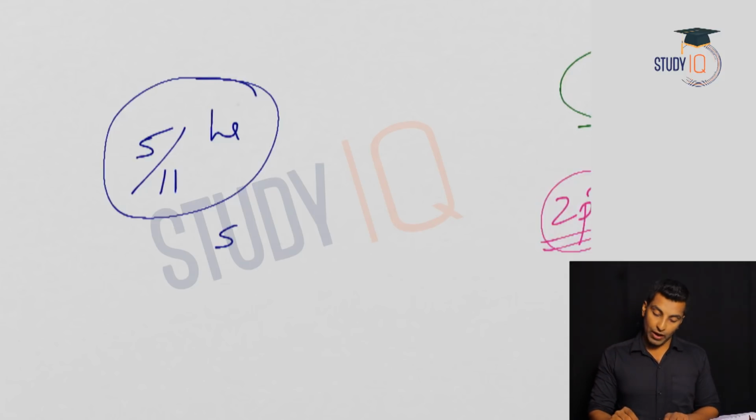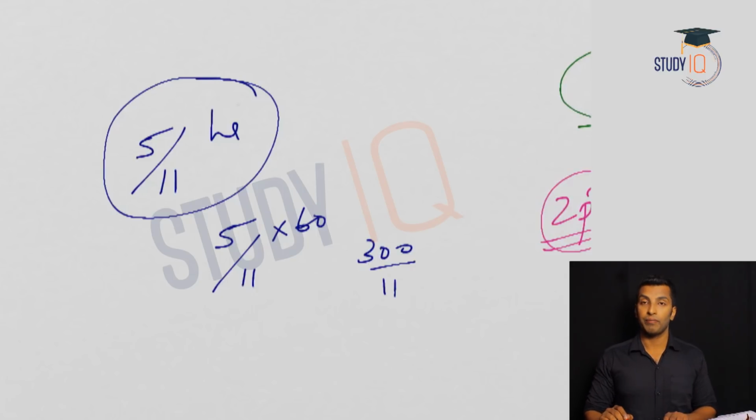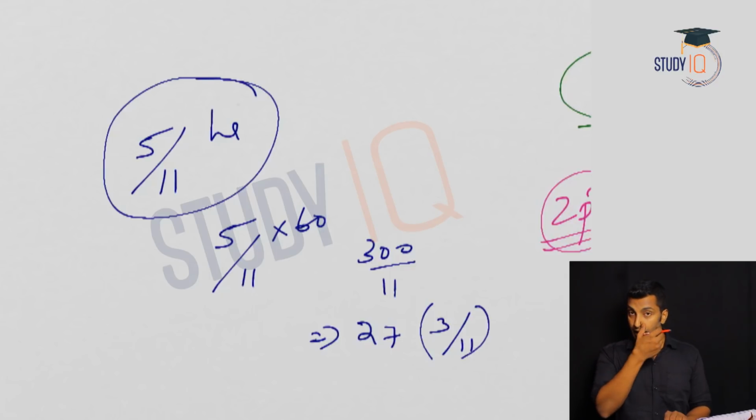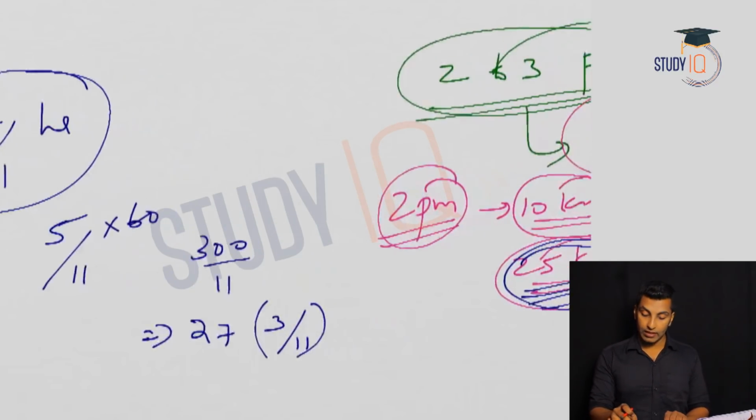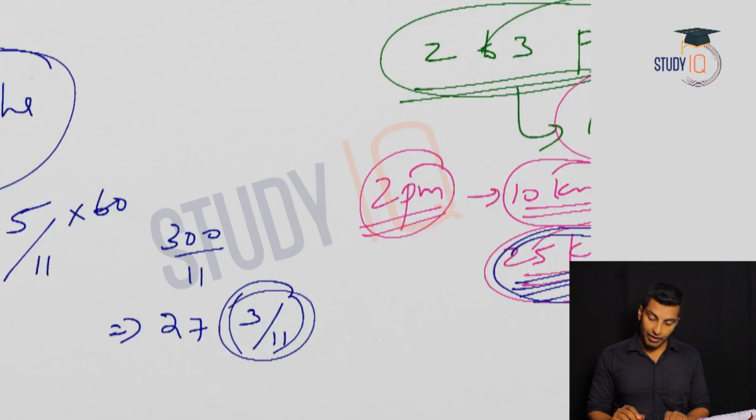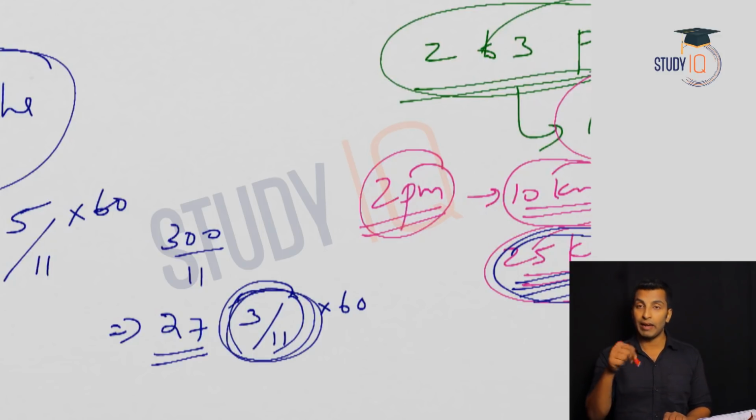So just 5 by 11 into 60. So 300 by 11. What you get here is 27 minutes and 3 by 11. Okay, 27 and 3 by 11 minutes is what you get. Now this 3 by 11, you can convert into seconds. Again just multiply with 60, because this 3 by 11 is in minutes.